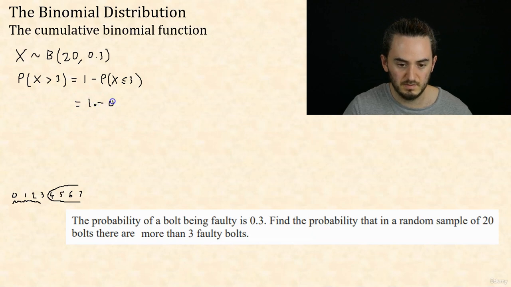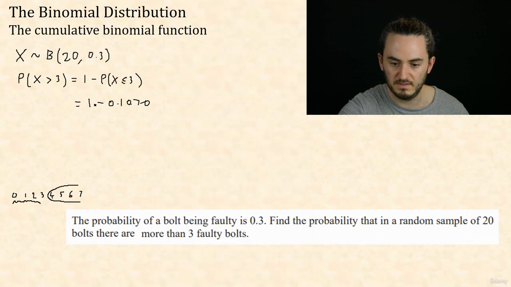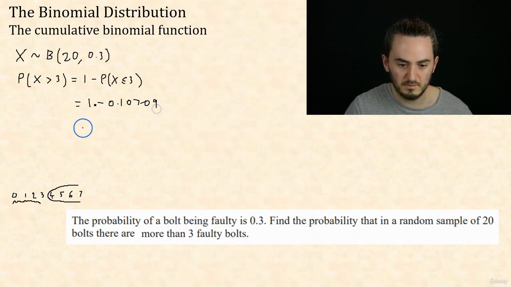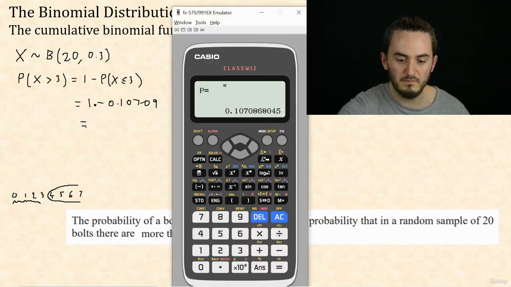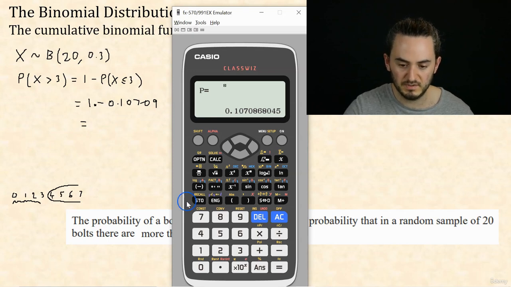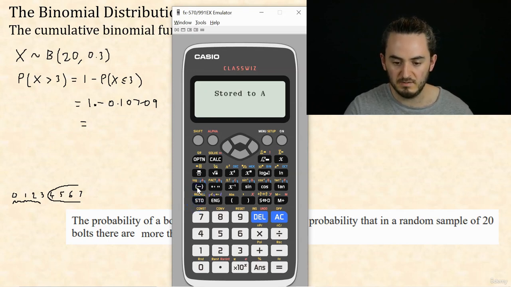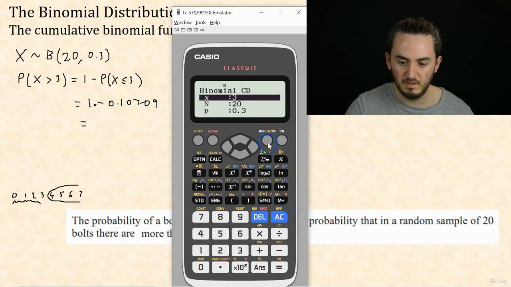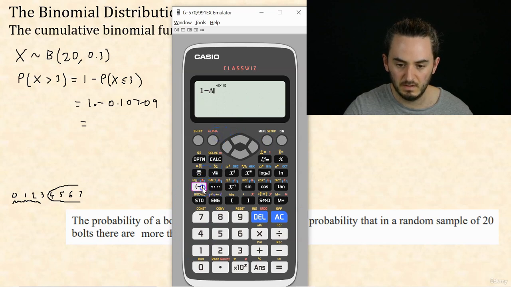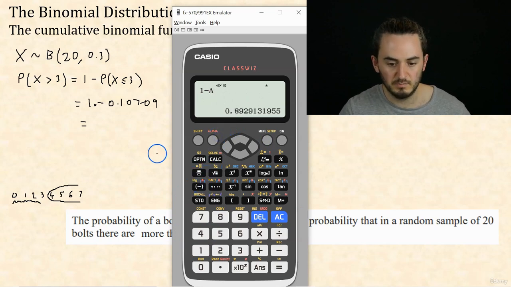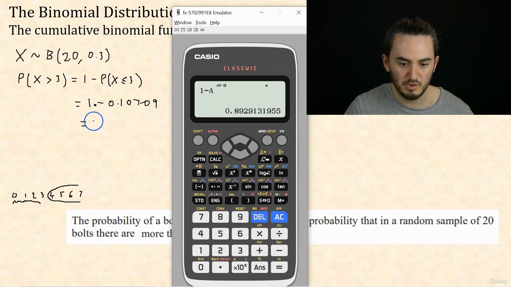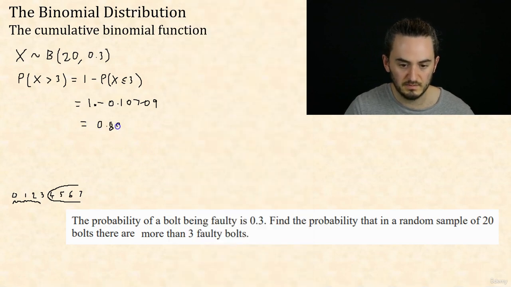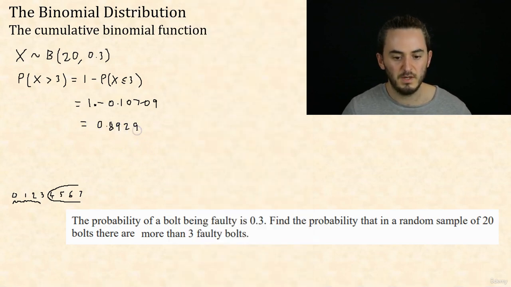1 minus 0.1070. You see how I forget it? Rather than do this, I'll go over again how to store our answer here. If I store this as A, that number is now stored as A. If I come back to my regular mode, I can do 1 minus A, and there's my more exact answer, 0.8929.